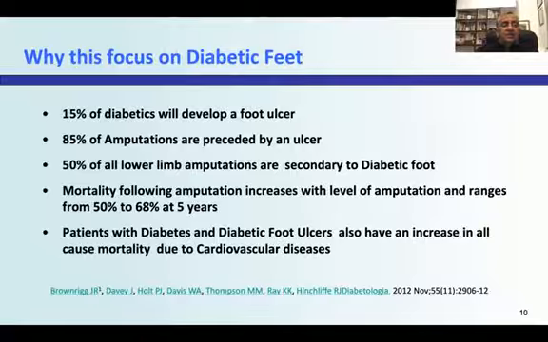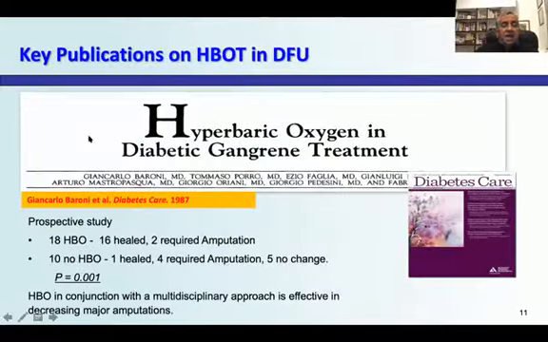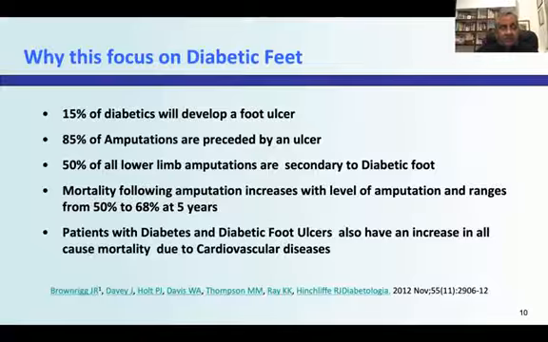Why this focus on diabetic feet is because 15% of diabetics will develop a foot ulcer. 85% of amputations are preceded by a diabetic ulcer, and 50% of all lower limb amputations are secondary to diabetic feet. Mortality following amputation increases with the level of amputation and ranges from 50% to 68% at 5 years. So, at 5 years, 50% to 68% of patients with lower limb amputations would have succumbed to the disease.